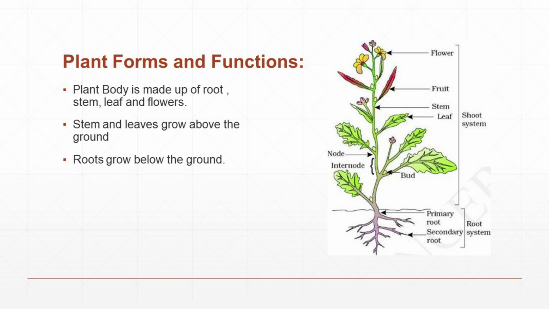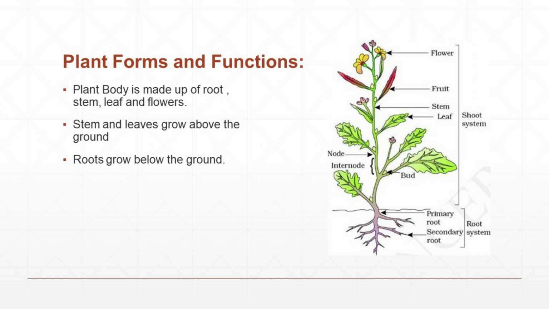Our body is made up of many organs. Similarly, the plant body is also made up of several organs such as root system, leaves, stem, flowers, fruits, etc. Plants are of many forms and many colors, yet they all have stems and leaves above the ground which can be seen easily, and roots below the ground.